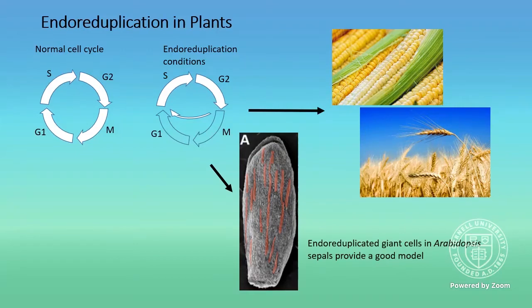However, Arabidopsis provides a much better model for endoreduplication. The cells highlighted in red are so-called giant cells because they're giant, and they're endoreduplicated and elongated cells on the surface, or epidermis, of Arabidopsis. This provides us a much more easily accessible model for imaging and understanding endoreduplication.